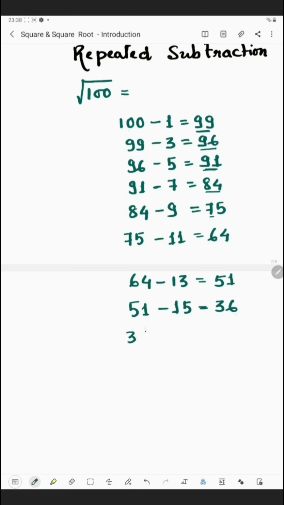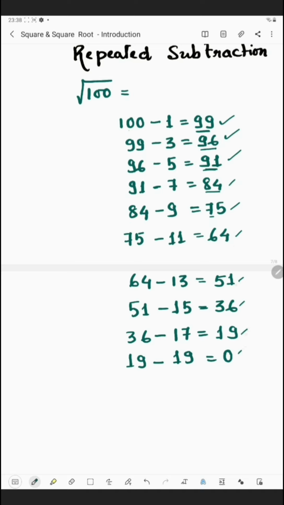Now 36 minus 17 is 19. Now 19 minus 19 is 0. Now we will have to count the number of steps here. So here 1, 2, 3, 4, 5, 6, 7, 8, 9, 10. After 10 steps we have got 0. So the square root of 100 is 10.